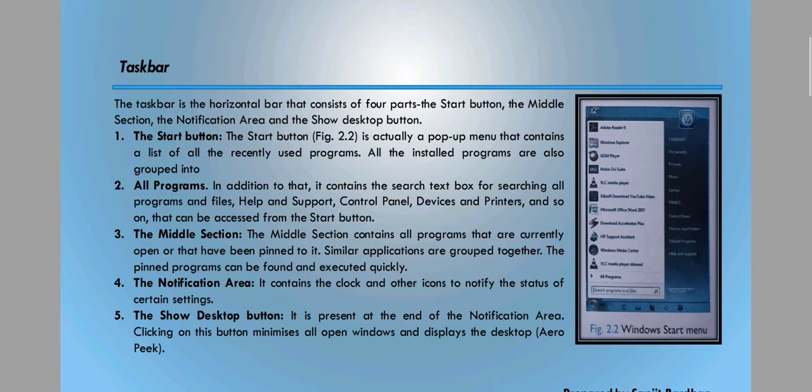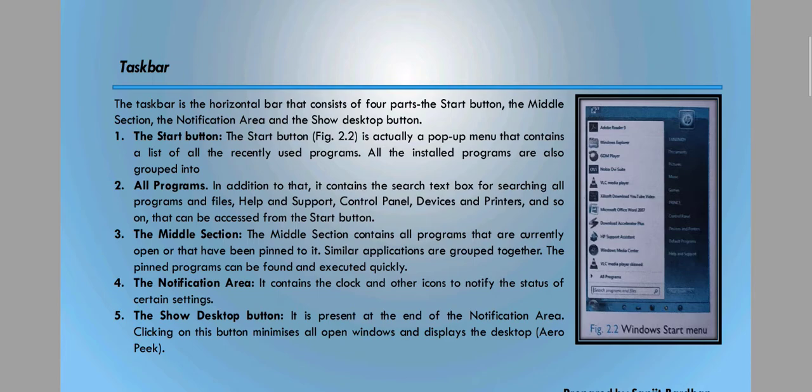In addition to that, it contains the search text box for searching all programs and files, help and support, control panel, devices and printers, and so on, that can be accessed from the start button. That means when we click on the start button, then we go to all programs to open a program, find a program, search a program, go to the control panel, etc.